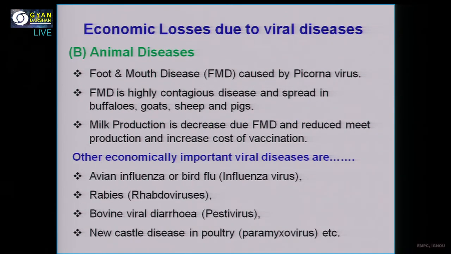Another is animal disease. It is another economic loss due to viral disease. Foot and mouth disease is caused by the picornavirus. Foot and mouth disease is a highly contagious disease and spreads in buffaloes, goats, sheep, and pigs. Milk production is decreased due to foot and mouth disease, meat production is reduced, and the cost of vaccination increases. Other economically important viral diseases are avian influenza or bird flu, influenza virus, rabies virus, bovine viral diarrhea, and Newcastle disease in poultry.